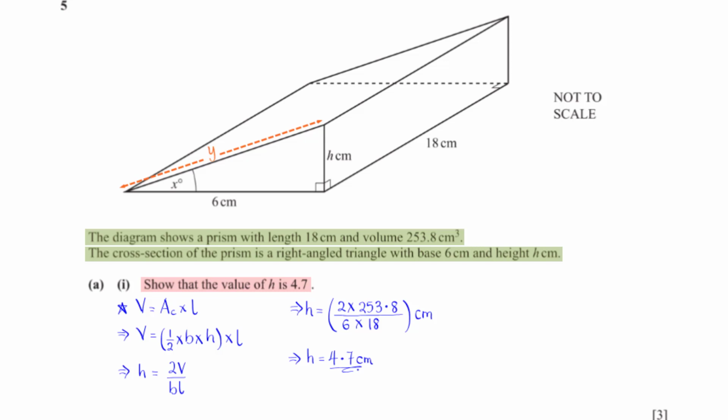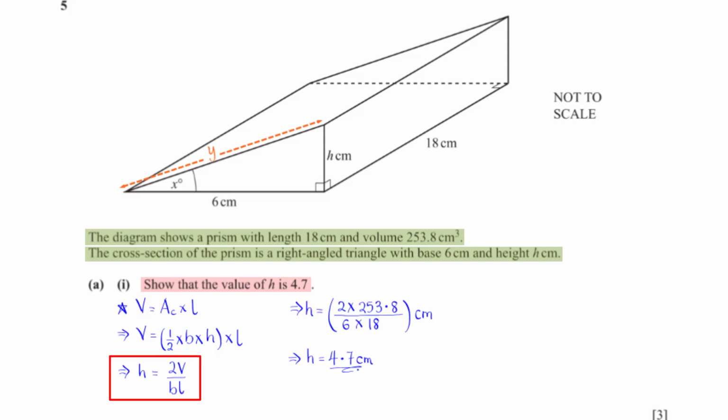We've been given the volume and length of the prism. We know that the volume of a prism is equal to its cross-sectional area times its length. In this case, the cross-sectional area of the prism is in the shape of a triangle, and we know the area of a triangle is half base times height. We want to find the height h. So when we make h the subject, this is what we have.